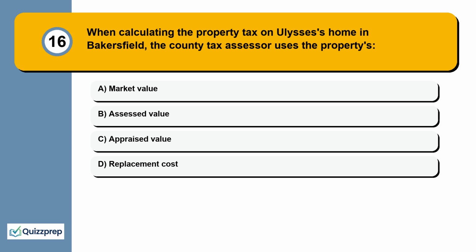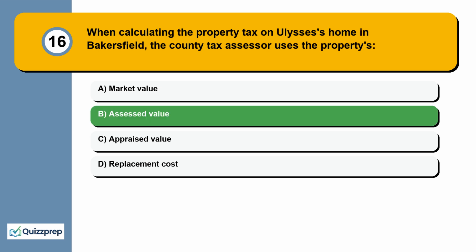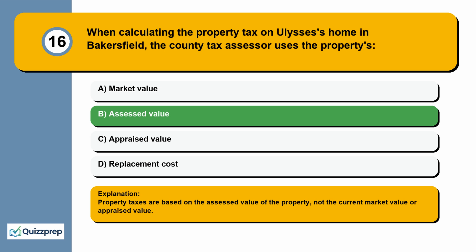Question 16. When calculating the property tax on Ulysses's home in Bakersfield, the county tax assessor uses the property's market value, assessed value, appraised value, replacement cost. Property taxes are based on the assessed value of the property, not the current market value or appraised value.